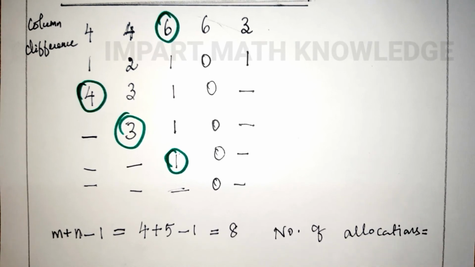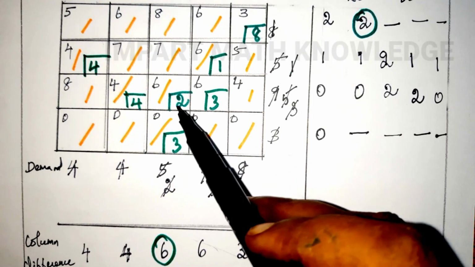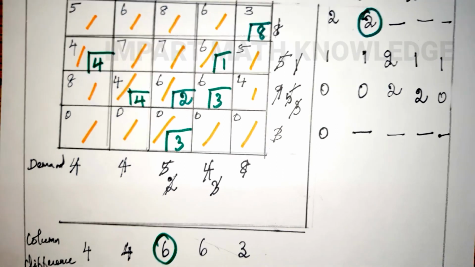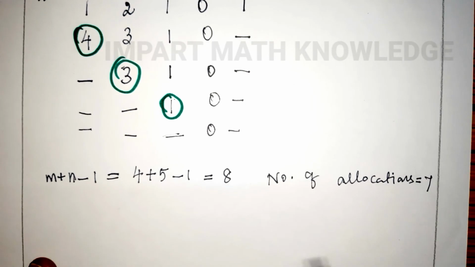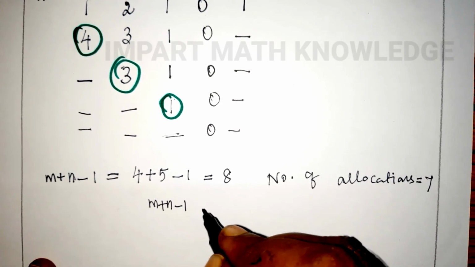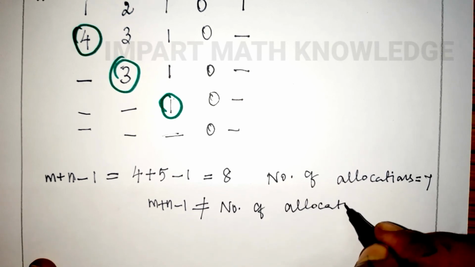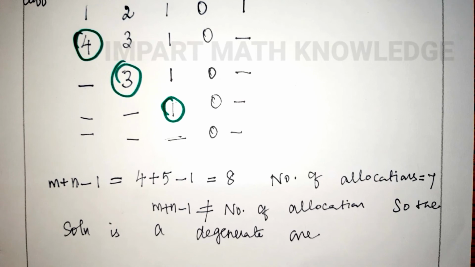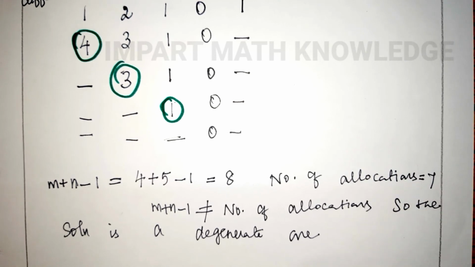Number of allocations. The number of allocations are 1, 2, 3, 4, 5, 6, 7. 7 allocations. m plus n minus 1 is not equal to the number of allocations, because m plus n minus 1 is 8 and number of allocations is 7. So we can say that the problem is a degenerate one.